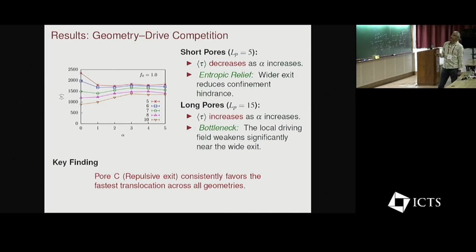So for a smaller pore, the average translocation time is larger. As we increase the pore length, the translocation time decreases. We can explain this because now the pore is longer, so the average force experienced by the polymer inside the pore is more, and so the polymer translocates much more easily for longer pores.